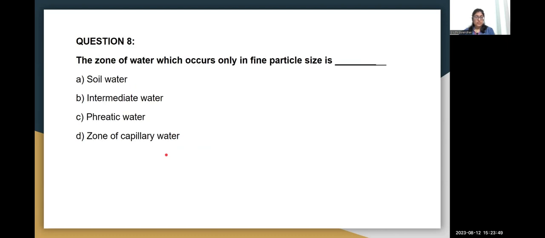Moving on to the next question. The zone of water which occurs only in fine particle size is called as.